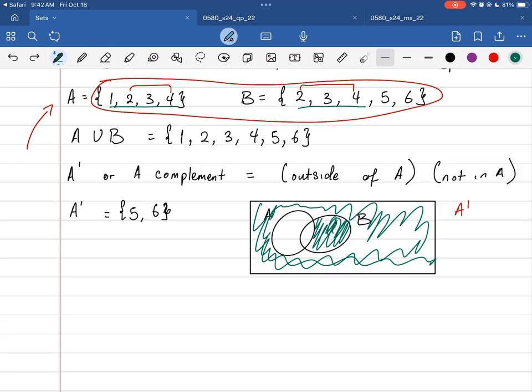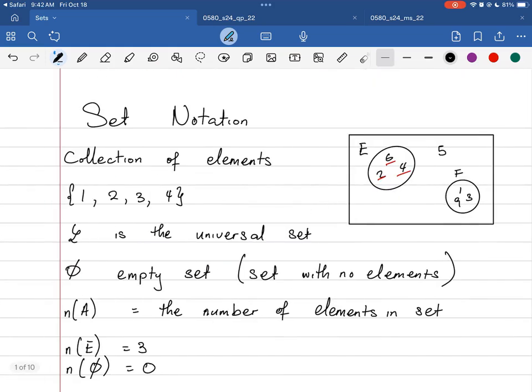Yes, everything that is not inside A. So this is your A here, this circle. Everything not inside it is, well, not inside it. So I think that's all the notations you need to know. Now let's actually do some problems.